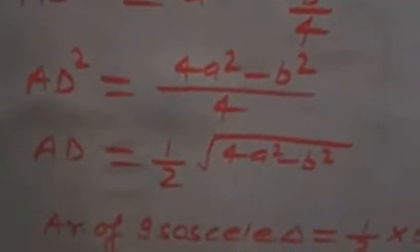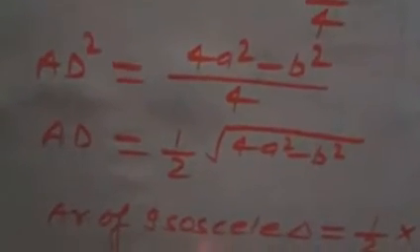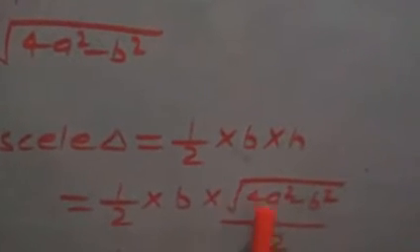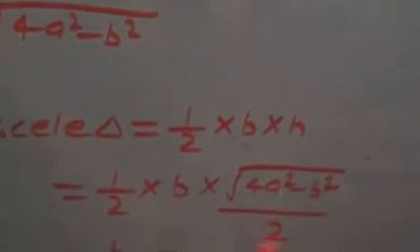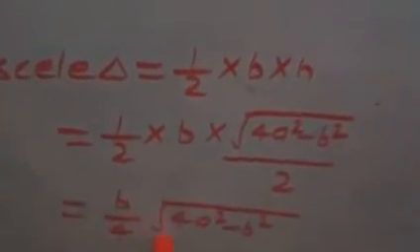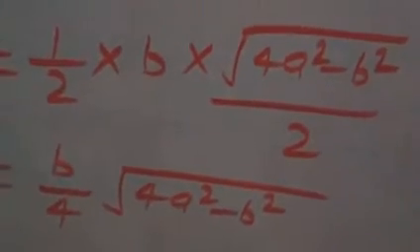Now the area of an isosceles triangle is half base into height. So half base is here B and height is under root 4A square minus B square by 2. Now 2 twos are 4, B stays B. So B by 4 under root 4A square minus B square. This is the area of an isosceles triangle.